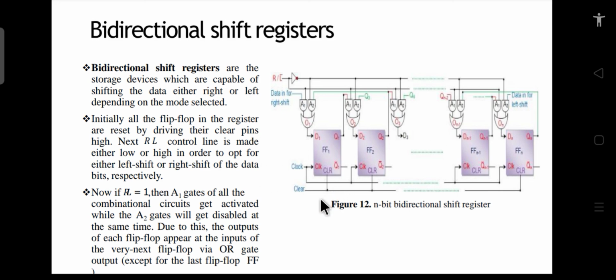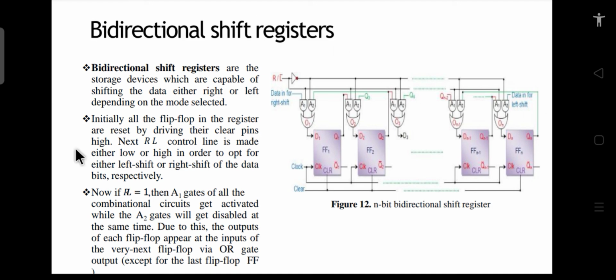Obviously it also has the clear input and the clock. We know how clear and clock pulse control the circuit. The same thing happens here as in the previous cases. The clock and the clear input work in the same way as before, whereas to control the data in the left direction or the right direction, we use this control input. When it is 1, it moves in one direction; when it is 0, it moves in the other direction.